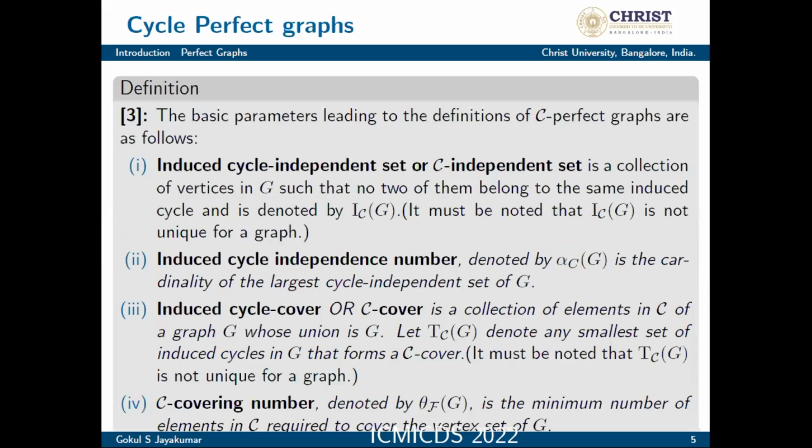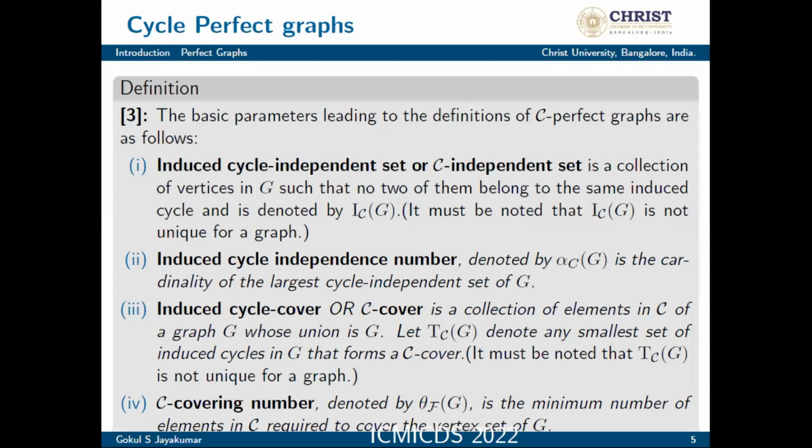The new parameters are the induced cycle independence set and the induced cycle covering set. The induced cycle independence number, or alpha C of G, is the maximum number of vertices in G such that no two of them belong to the same induced cycle. And the cycle covering number, denoted by theta C of G, is the minimum number of induced cycles in the graph G required to cover the vertex set of G.